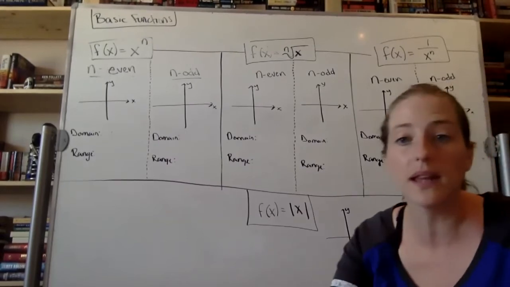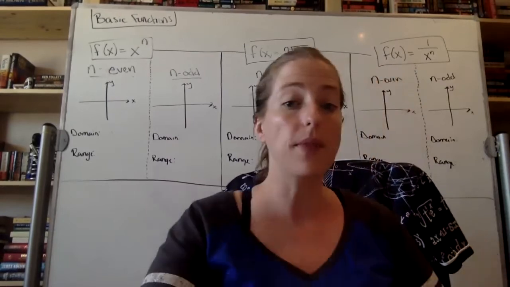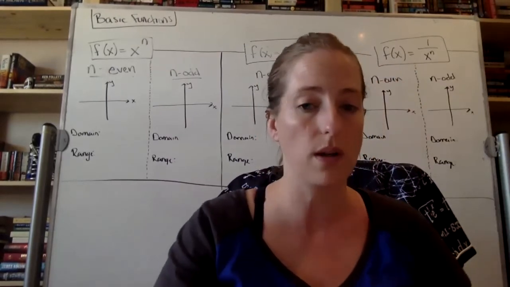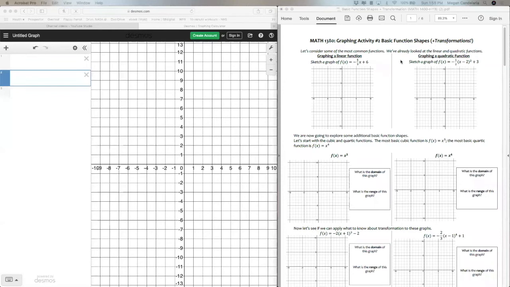Instead of doing that, what I'd like to do is use Desmos to plot the points for us so that we can get a picture of what is going on. So I'm going to switch over to screen share. Okay, now on the screen, you should see two things. One is the little activity that we're going to be going through, okay?